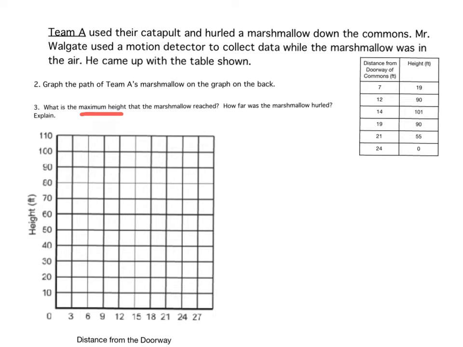Let's start with maximum height. If we're looking for the maximum height, we're looking for the vertex. So we can graph it by using our ordered pairs. So we have (7, 19), (12, 90), (14, 101), (19, 90), (21, 55), and (24, 0). So the path of the marshmallow is going to take this shape approximately. So yes, we can find the vertex, hopefully just by looking at our graph.